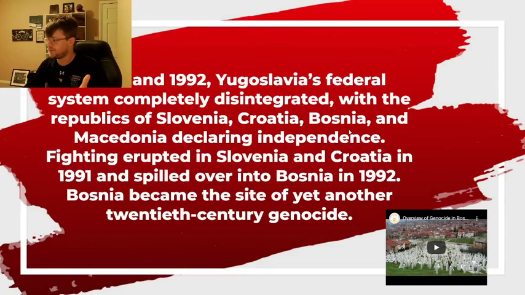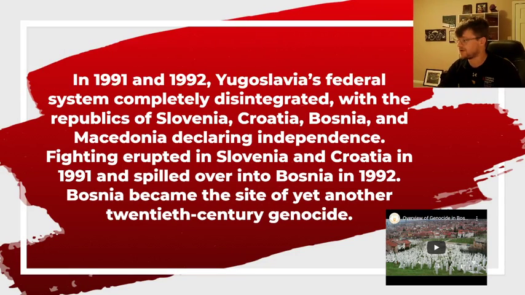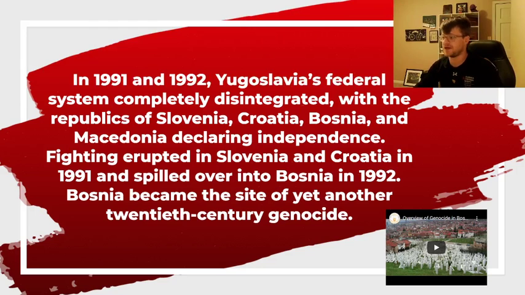As you can see, we'll just read this section here to you. It says, in 1991-1992, Yugoslavia's federal system completely disintegrated, with the republics of Slovenia, Croatia, Bosnia, and Macedonia declaring independence. Fighting erupted in Slovenia and Croatia in 1991 and spilled over into Bosnia in 1992. And this very important last sentence: Bosnia became the site of yet another 20th century genocide.